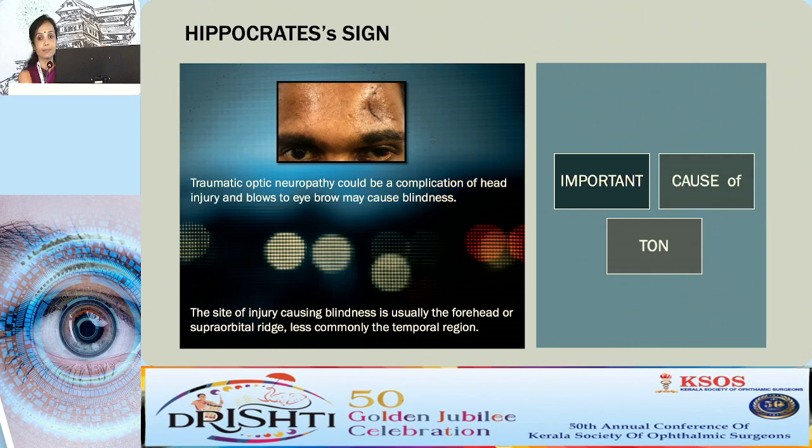As early as Hippocrates, he was one of the first people to describe that traumatic optic neuropathy could be a complication of head injury, and that blows to the eyebrow may cause blindness. This is called the Hippocrates sign.